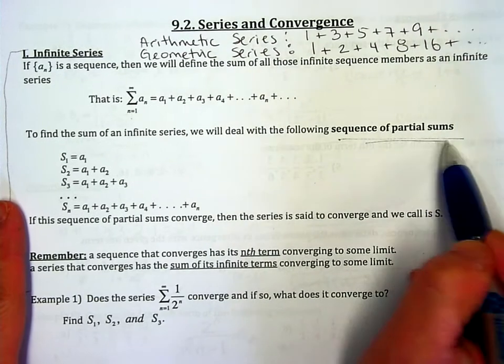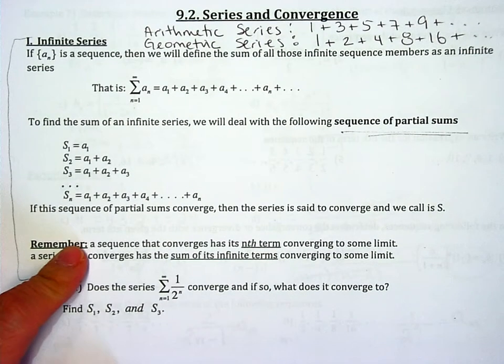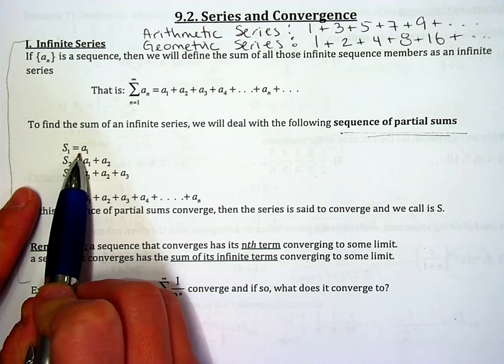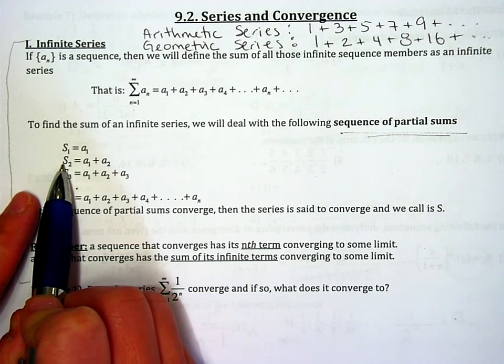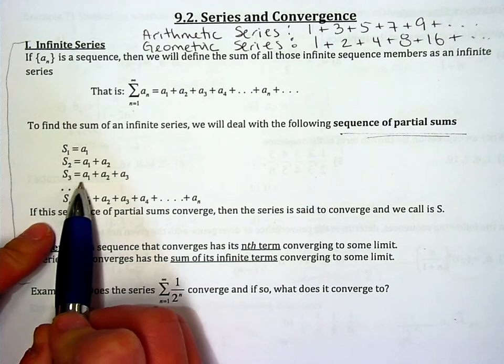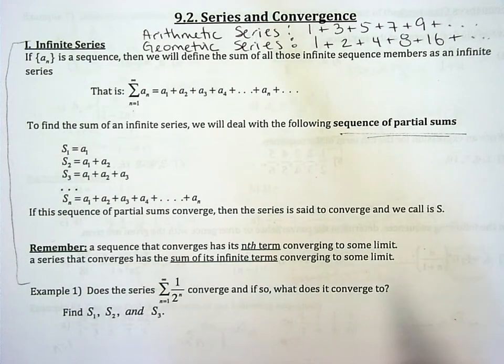One vocab that you need to know is what's called a partial sum. So if I ask you for the first partial sum, it would just be the first term. If I ask you for the second partial sum, it would be the first 2 terms added, third partial sum, first 3 terms, etc. Okay.